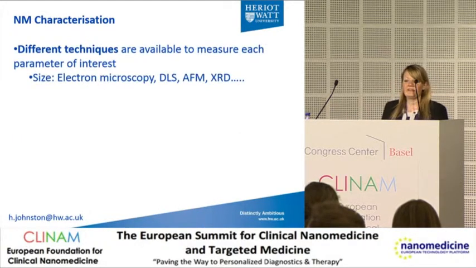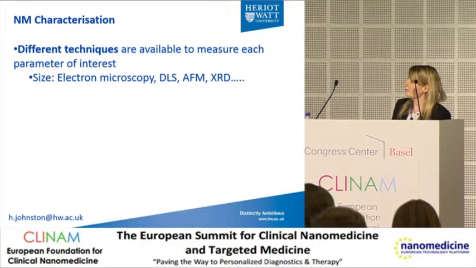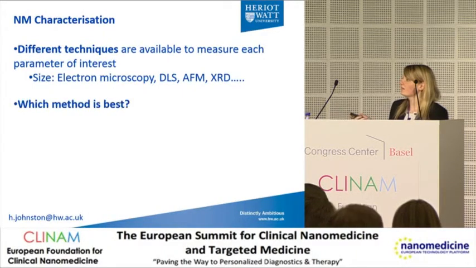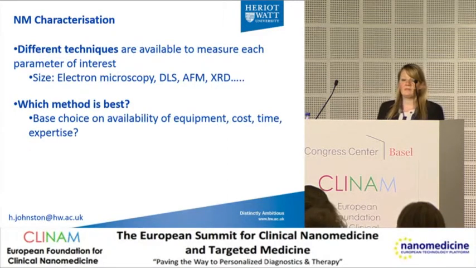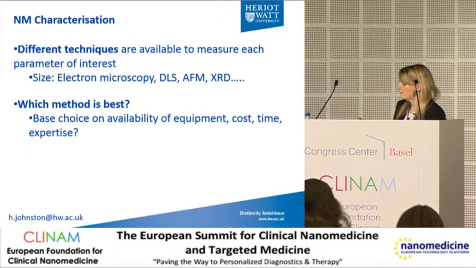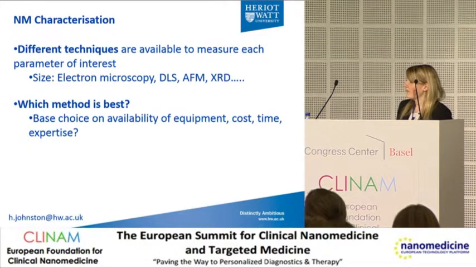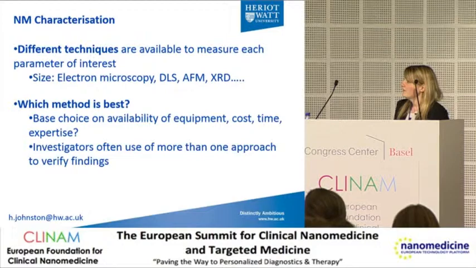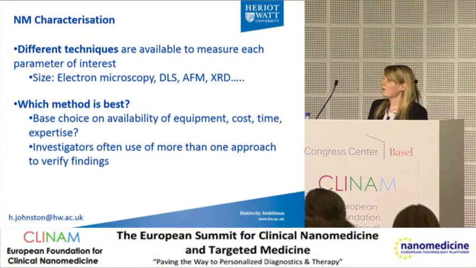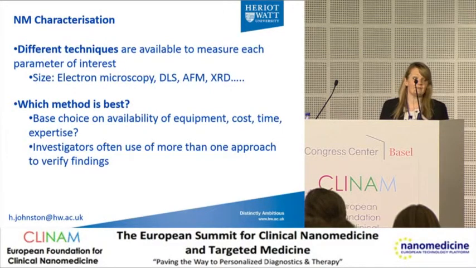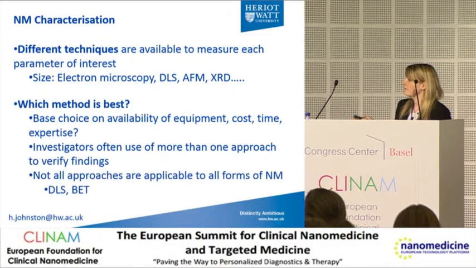There's a number of different techniques that can be used to characterize our nanomaterials, as I'm sure you're all aware. For example, for size, you could use electron microscopy, DLS, AFM, or XRD. The list is endless. Quite often, investigators use what is available to them within their lab, for example, the equipment they have access to, the cost of performing that analysis, the time it takes, and the expertise of the group. So it's a very multidisciplinary approach that's required, and often we use more than one approach to try and verify our findings, and we often get different results from different pieces of equipment.